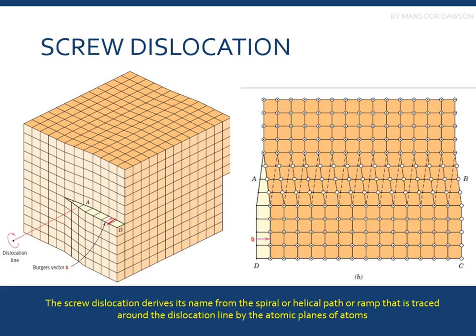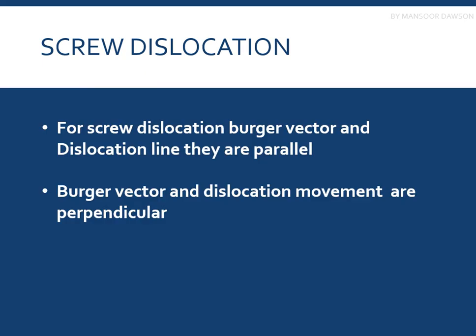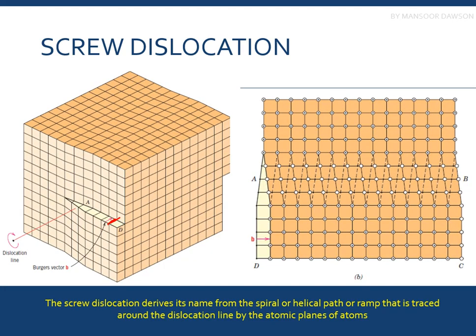So this is the Burgers vector over here, and the dislocation line. You can see that the Burgers vector and dislocation line are parallel. Right, this is the dislocation line, and again this is the Burgers vector, which is parallel. The dislocation movement is in this direction. So the Burgers vector and the dislocation movement are perpendicular over here.